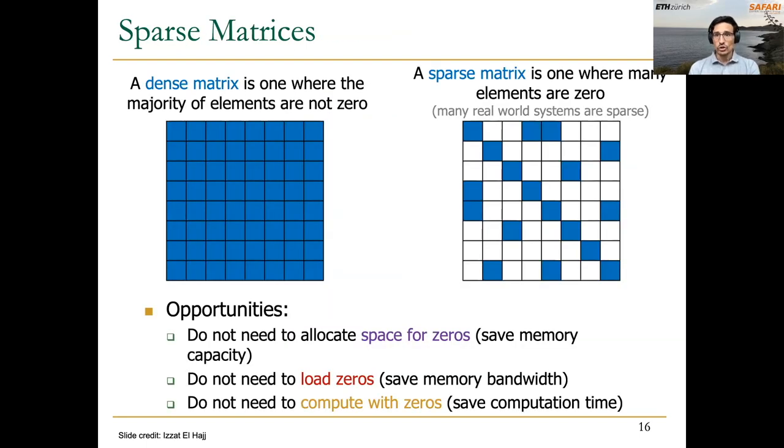In the next lecture, we talked about the sparse matrices. Remember that a sparse matrix is a matrix where most of the elements are zero, and these represent opportunities in the sense that we can save a lot of space in memory capacity. We don't have to store the zeros. We also don't need to load the zeros, and we don't need to compute with the zeros.